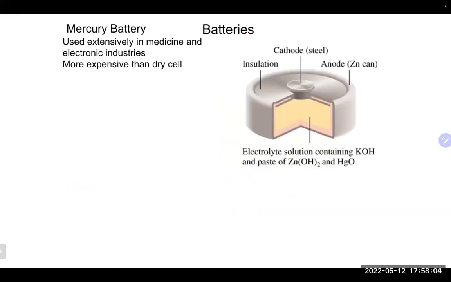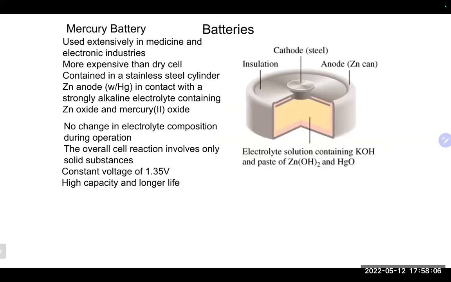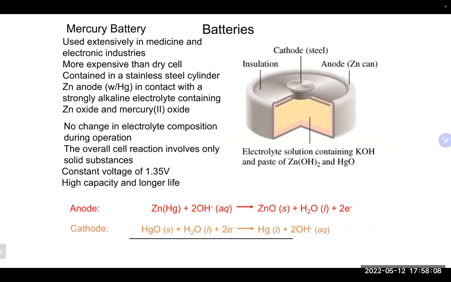Another type of battery is a mercury battery, and that's similar in a sense, as a lot of batteries are obviously similar. It's used a lot in medicine and electronic devices. It's a little bit more expensive than a dry cell. Here we again have the zinc as our anode, and our cathode is the stainless steel.